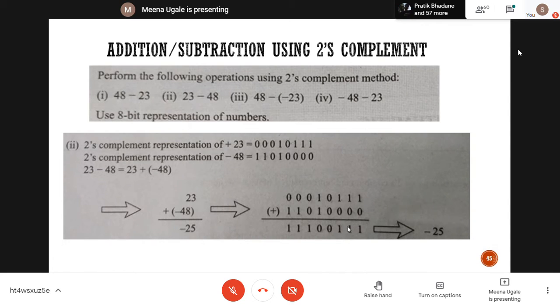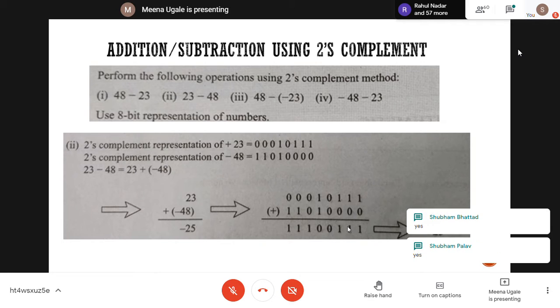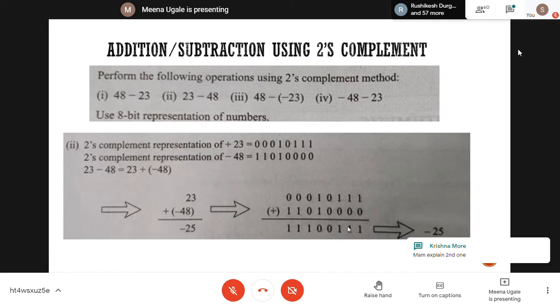For the second one, did you get the answer? Please type in the chat box yes or no. Okay. Okay, Swaraj. Fine. Krishna, which one do you want? This one?